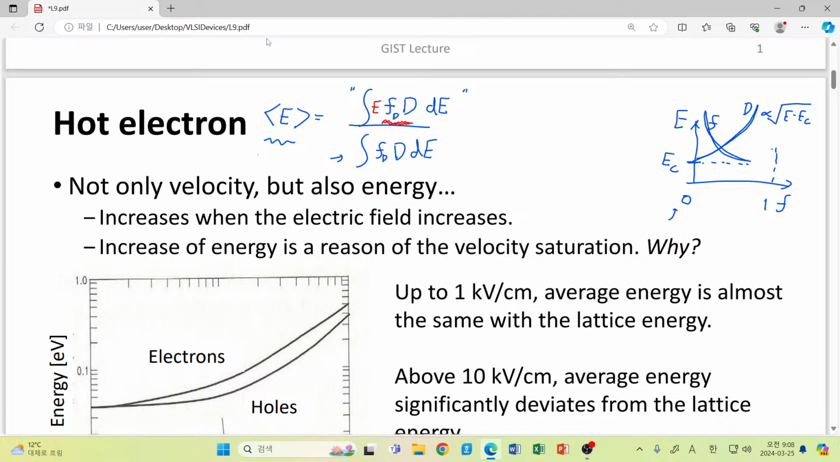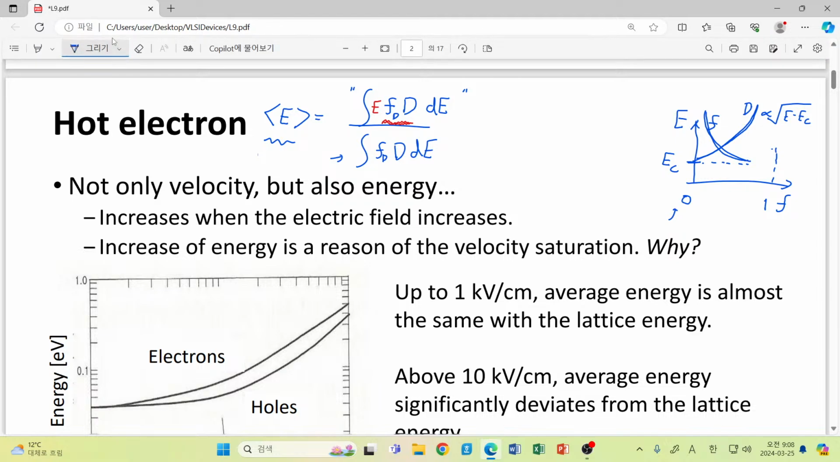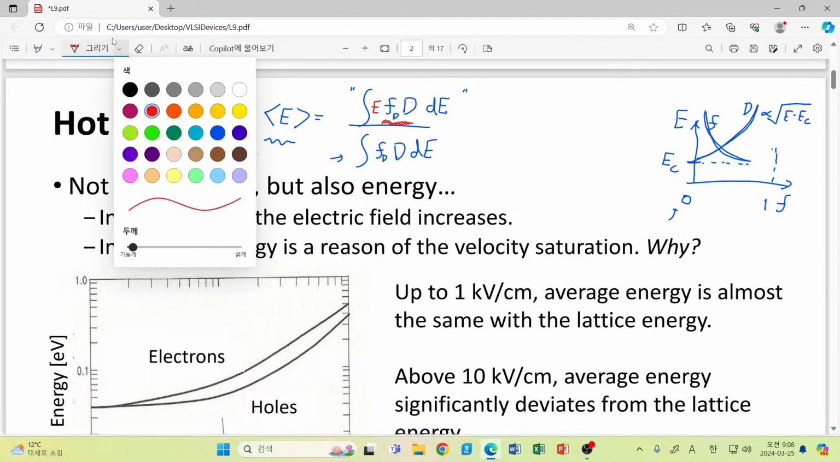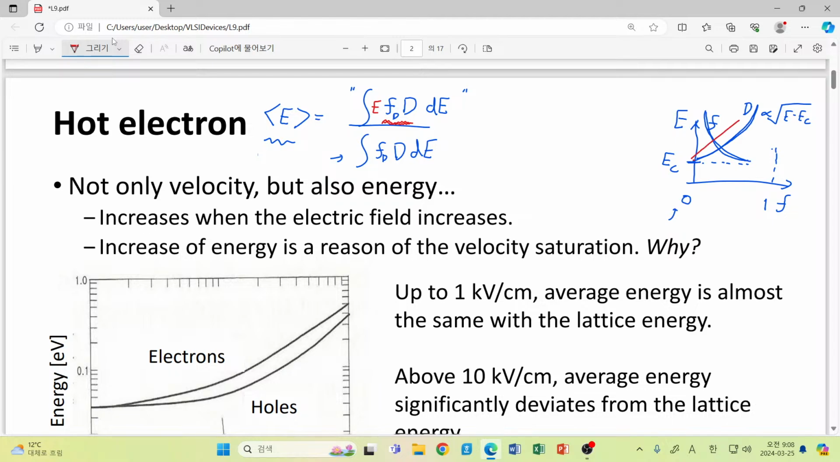Finally, now we can consider this energy. Energy just linearly increases if we consider not just E but E minus EC, in order to quantify the kinetic energy. Then we can calculate it this way. So are you with me?